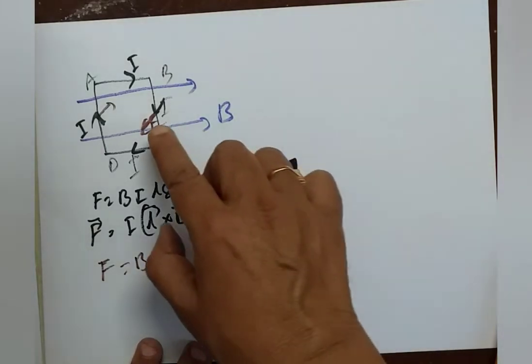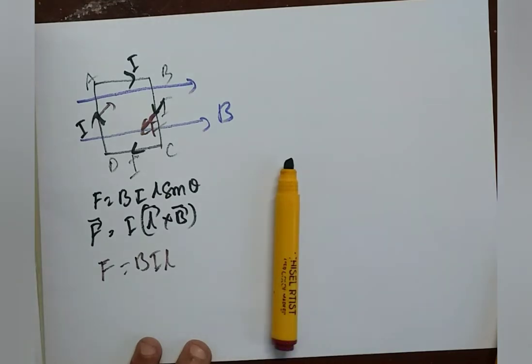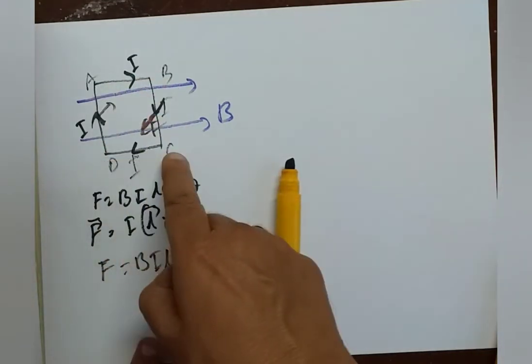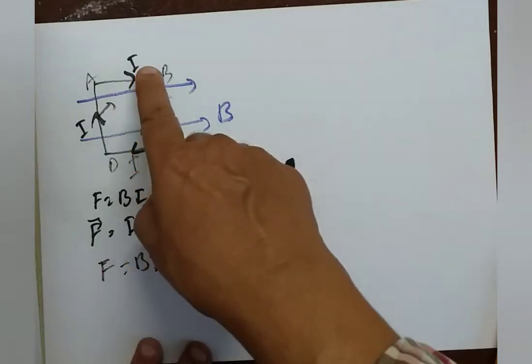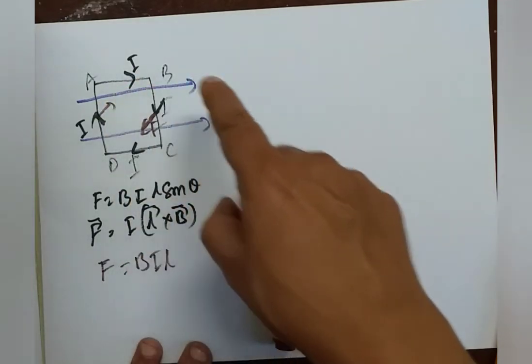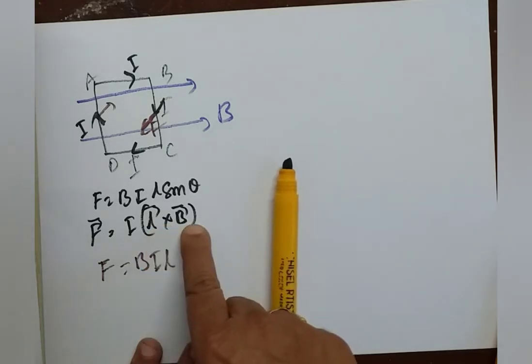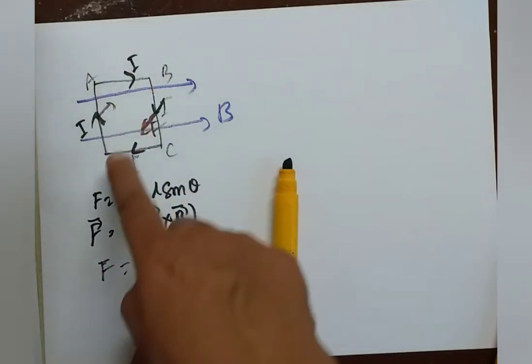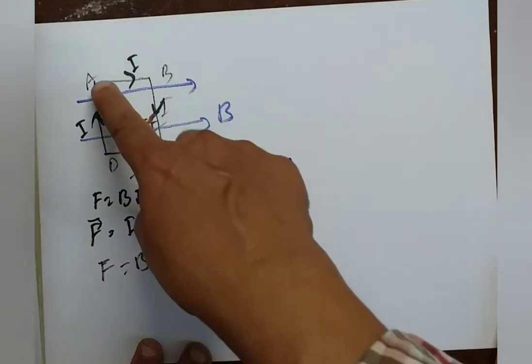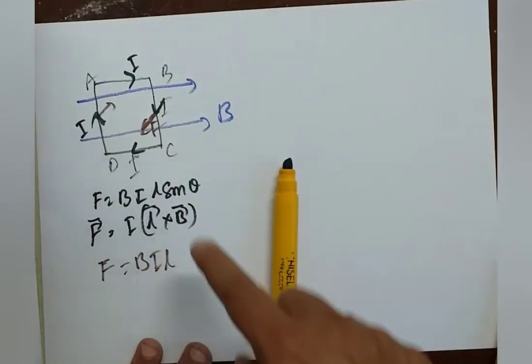In fact, they act in opposite directions on AD and BC, but on AB and CD, no magnetic force acts because I and B are parallel. So L and B parallel means the angle between them, theta, is 0. Therefore, no force acts on AB and DC. Only force acts on AD and BC.